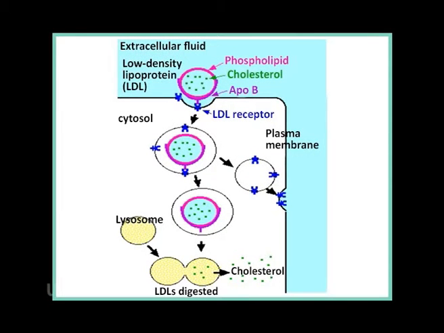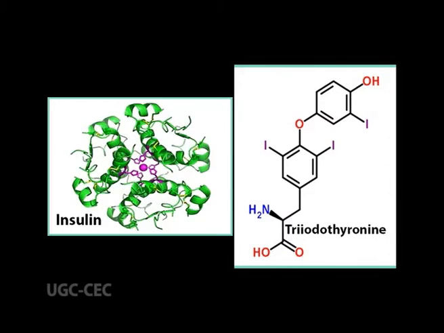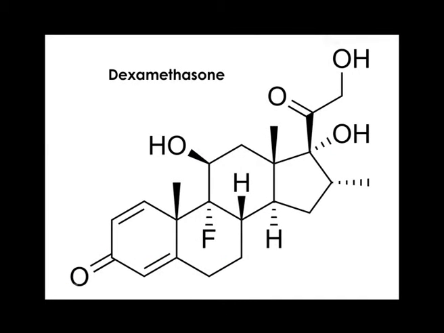The endocytosed membrane vesicles fuse with lysosomes in which the apoproteins are degraded and the cholesterol esters are hydrolyzed to yield free cholesterol. The cholesterol is then incorporated into the plasma membrane as necessary. Insulin and triiodothyronine, T3, increase the binding of LDLs to liver cells, whereas glucocorticoids, for example dexamethasone, have the opposite effect.